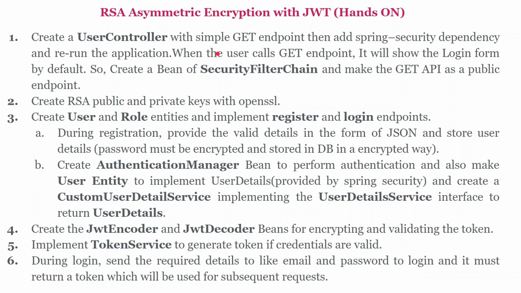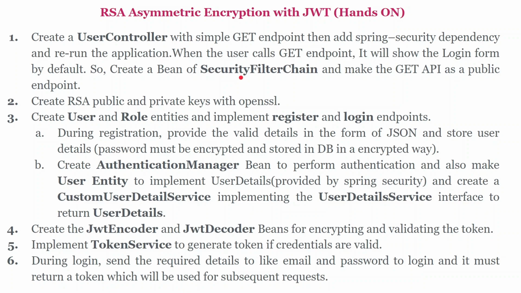Now let's do hands-on to implement JWT by using RSA asymmetric encryption. So first we will be creating a Spring Boot application with a user controller with a simple get endpoint, and then we will add the Spring Security dependency and rerun the application. When the user calls the get endpoint, it will simply show the login form by default, and this is the default behavior. So we need to create a bean of security filter chain, which is the first entry point.